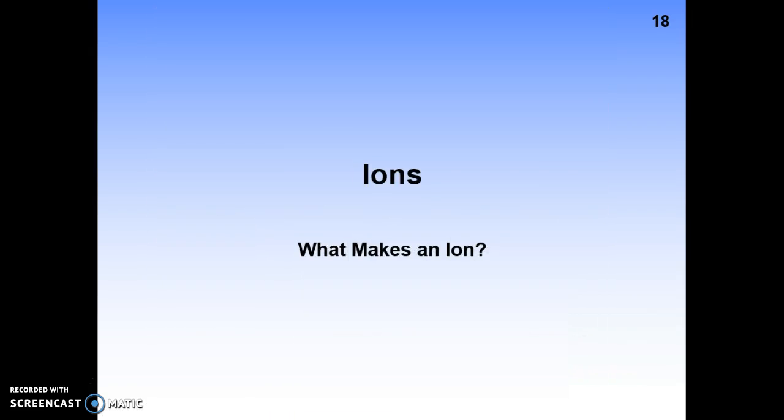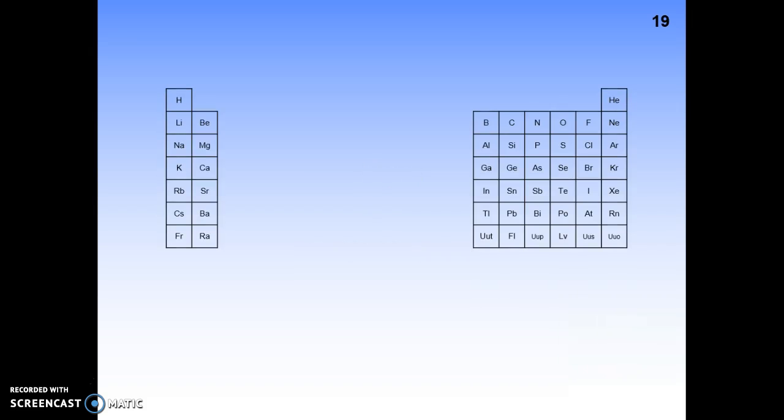So ions. What makes an ion? Basically, what makes an ion is exactly what we've been talking about. Ions are formed because elements want to be stable. How do we know things are stable? We know things are stable because they have full valence shells. So this whole idea of an octet and a duet makes us understand that.